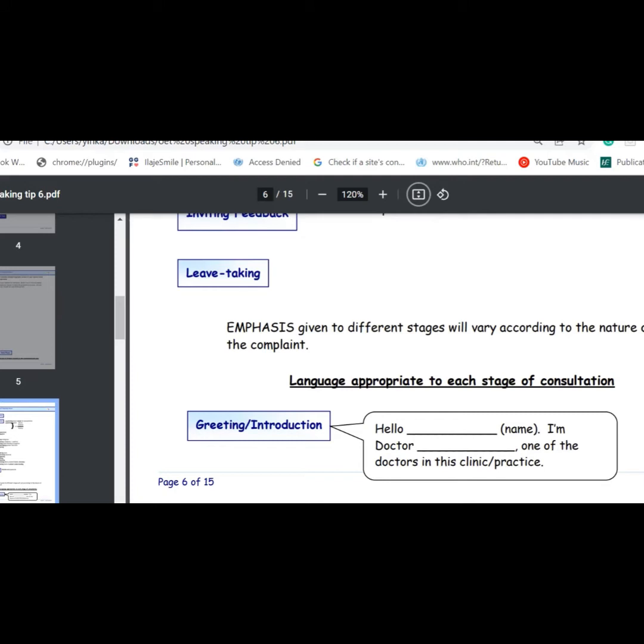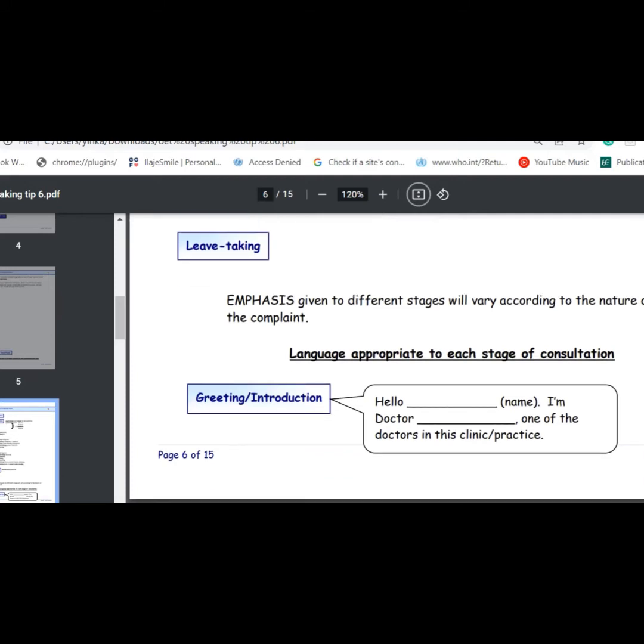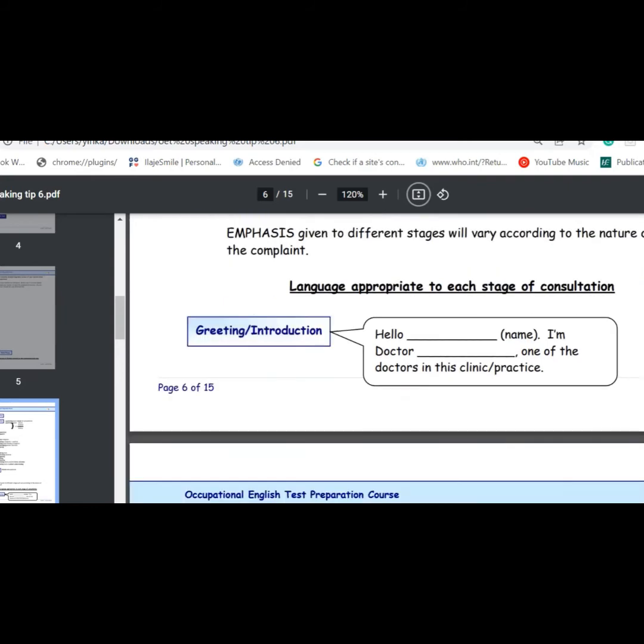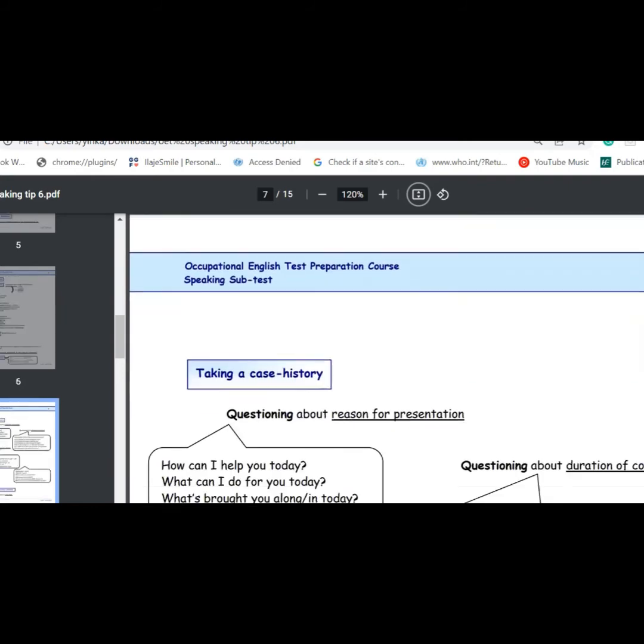All right. This is an example of a greeting for a doctor. You want to greet in the first stage, the introduction. Hello, what's the name of the patient? If you know the name of the patient, hello, Mr. Namdi. I'm Dr. Prince, one of the doctors in this clinic. That is an introduction.